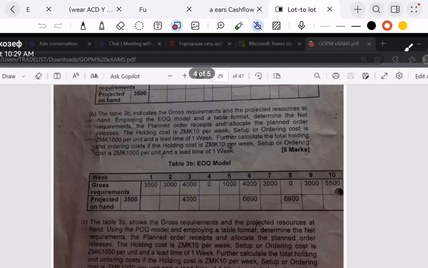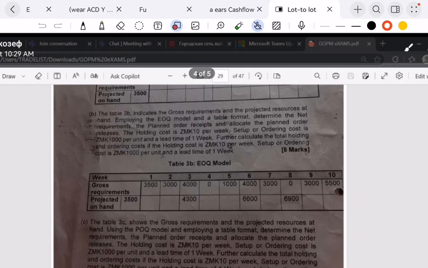Allocate the planned order release. The holding cost is 10 quarter per unit. The setup ordering cost is 1,000 per unit, and the lead time is 1 week. Further, calculate the total cost, the total holding cost, and the ordering cost. So we calculate the total ordering costs, and so forth.